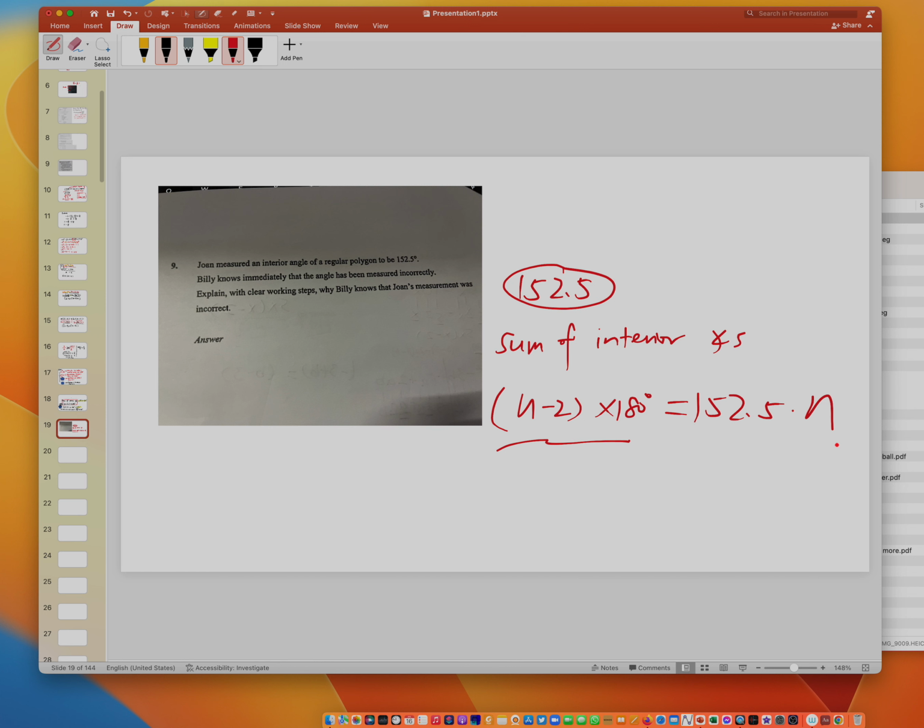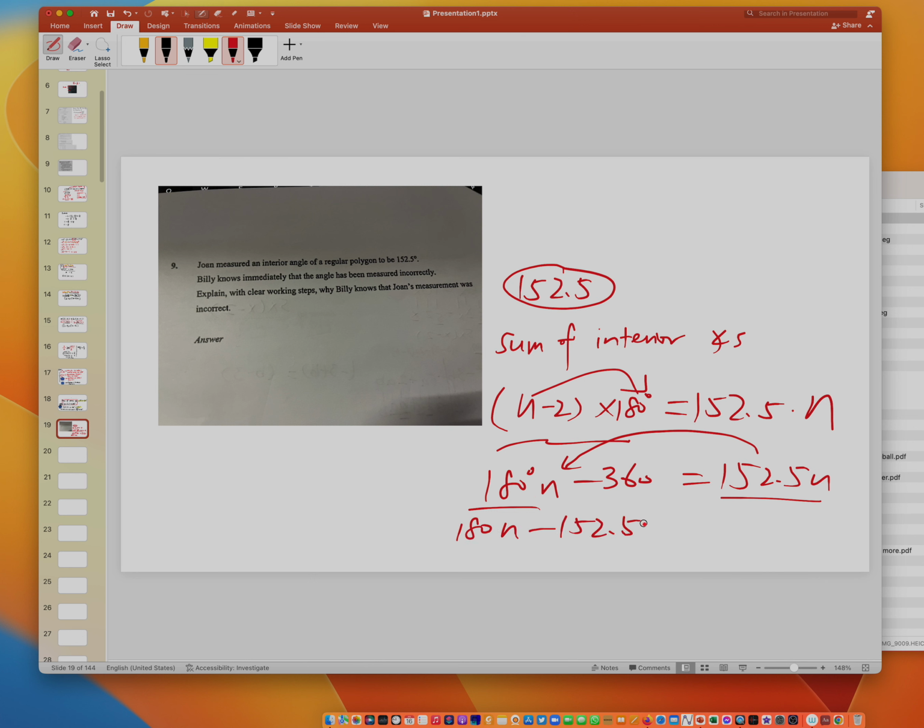So I should see what? I should see 180 n, because open the bracket, minus 360. Then this is 152.5 n. So n and n, you just bring it over, right? So 180 n minus 152.5 n equals 360. So what do you get here? How many n here? So just solve for n. What's n?